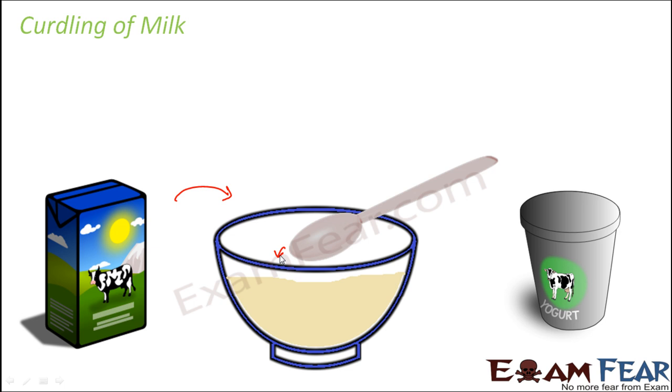So that small amount of curd acts as a starter, and that starter actually enables the entire milk to get converted into curd. So how does that curdling of milk happen? This actually happens due to the presence of a bacteria called lactobacillus, and this bacteria is present in curd. So this small amount of curd which we are adding to the milk contains this bacteria.